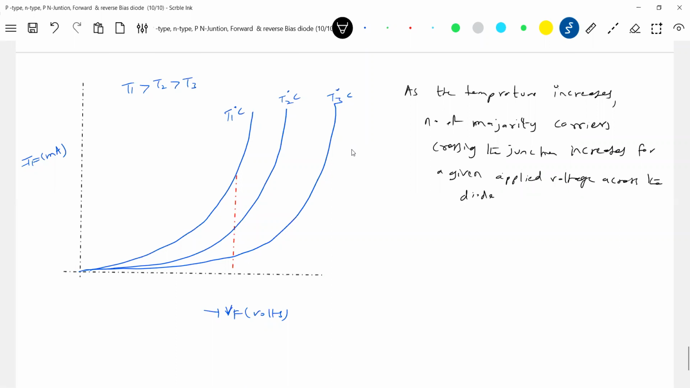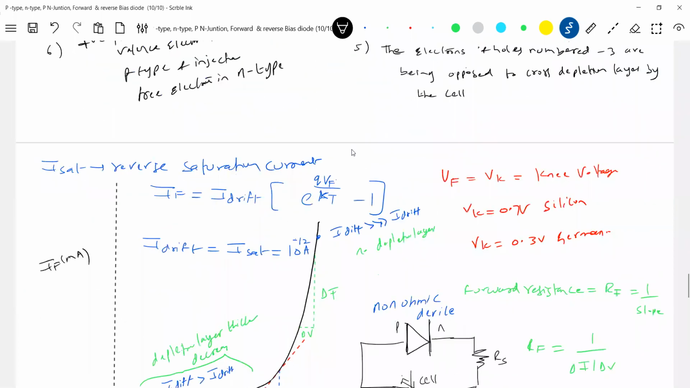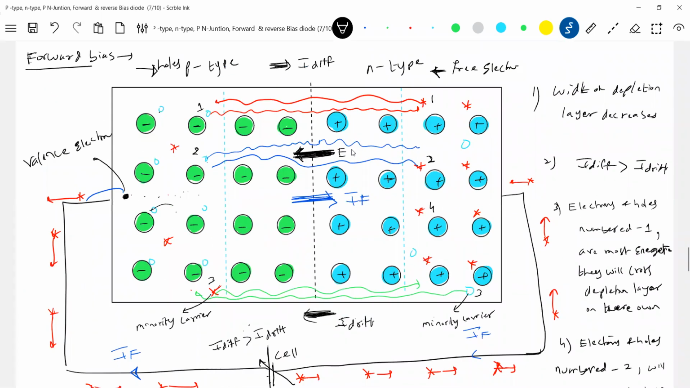And now you can also ask questions. You said temperature increases, then what will happen to the covalent bonds in the depletion region? They'll also increase. But the increase in the flow of majority carriers will supersede the minority carrier current. Here also, as you increase temperature, more covalent bonds will break up. But as I said, they are minority. So definitely the flow of majority carriers will be very much greater than the flow of minority carriers.